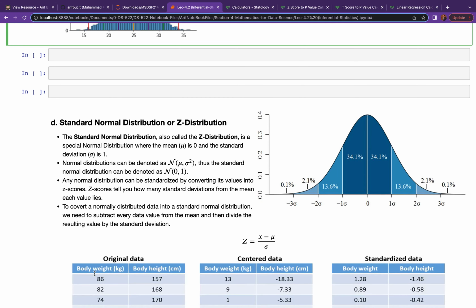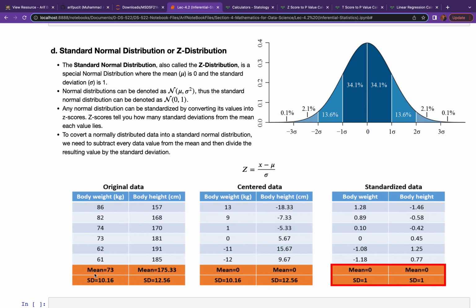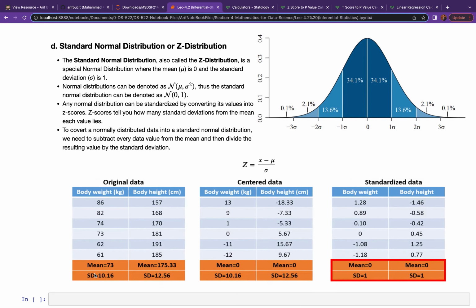Let me move ahead. Okay, my dear students, another very closely related distribution to the normal distribution is the Z distribution, which is a normal distribution having a mean of 0 and standard deviation of 1, as shown in this graph over here. You can see the mean is 0 and the standard deviation is 1, plus 1, plus 2, plus 3, minus 1, minus 2, minus 3. Great.